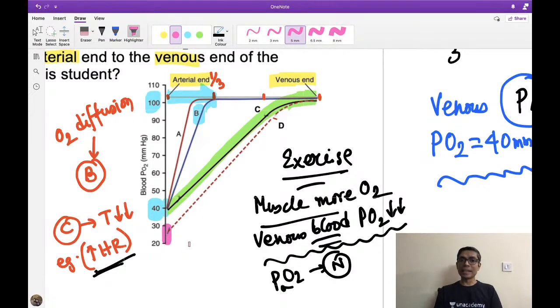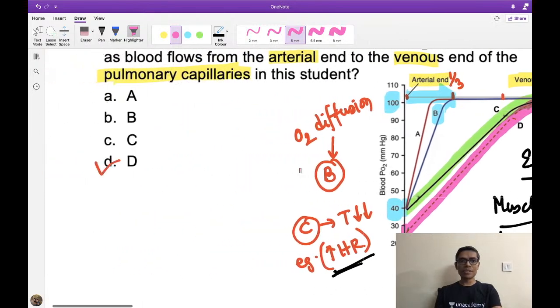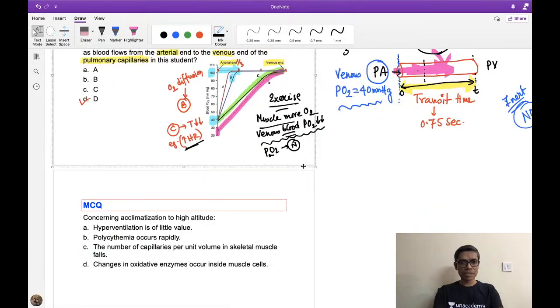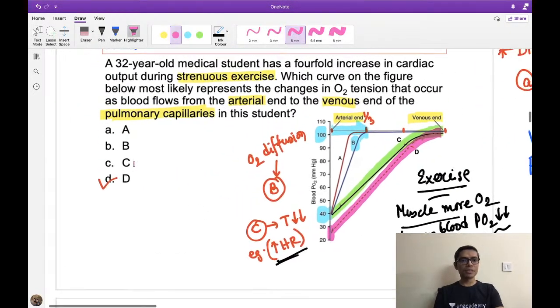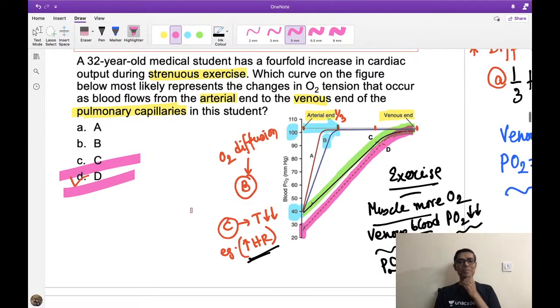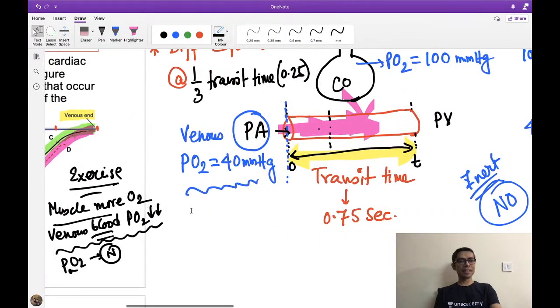Only one curve. And again, because of the increase in heart rate during exercise, the equilibrium is reached at a late stage, at the end of the pulmonary capillary. That's why the curve indicating that the person is doing exercise, from this discussion, I can easily understand, is my D, D and D. Got it, everybody? This is a very, very difficult type of question, but now I hope everybody understood this concept. Okay, clear to all of you?